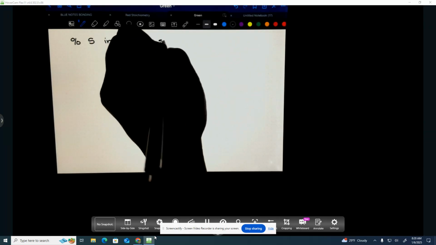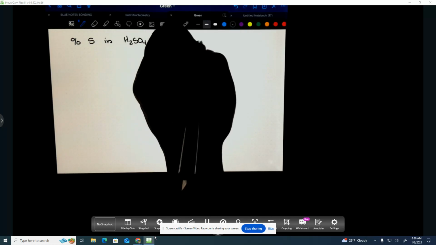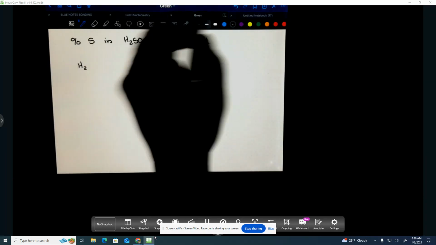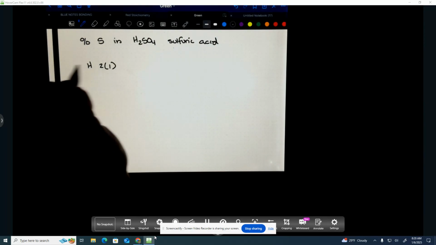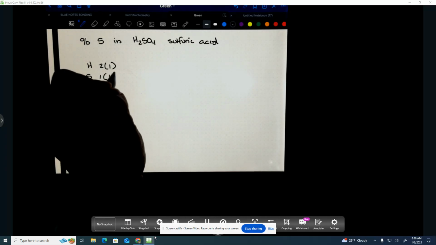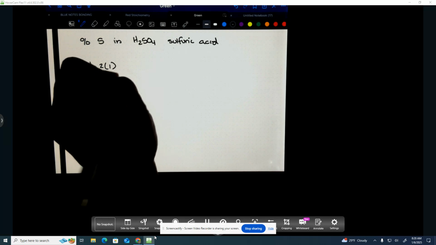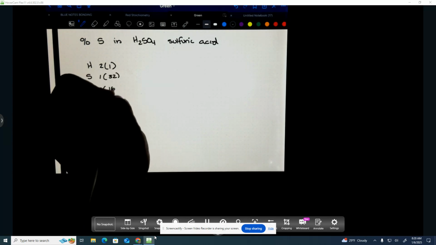Okay, let's find the percent. Give me the percent of sulfur in H2SO4. This is sulfuric acid. Okay, so hydrogen, there's 2 of them, they weigh 1 apiece. Sulfur, there's 1 of them, it weighs, I lied, 32, thank you. 32, and oxygen is the 16. My brain was way ahead of my hand.